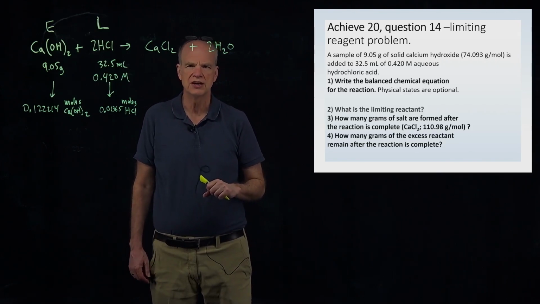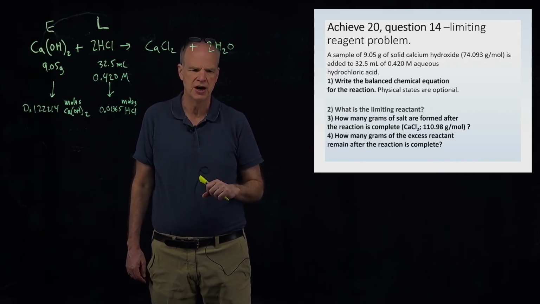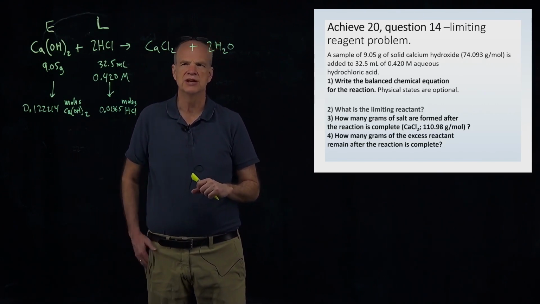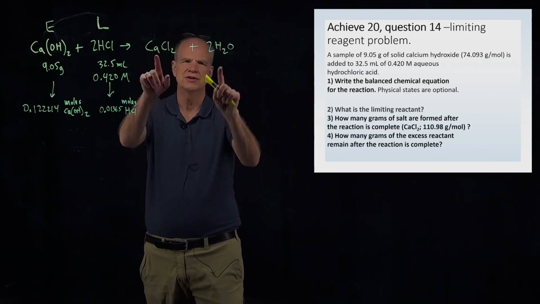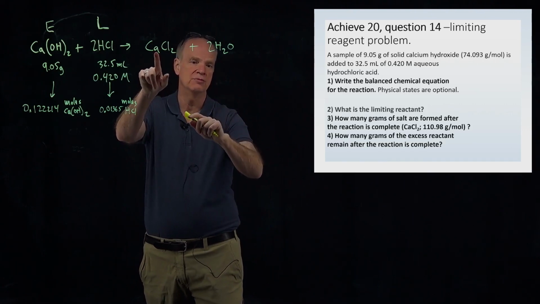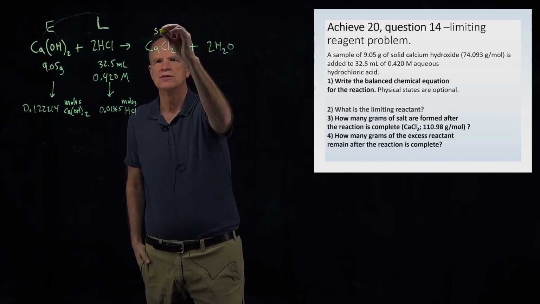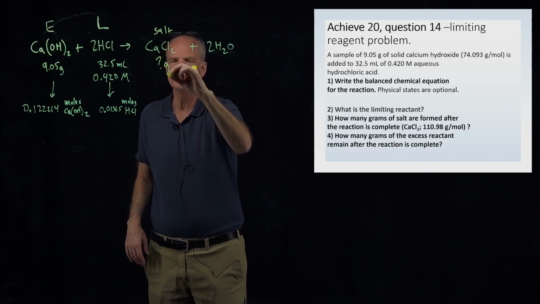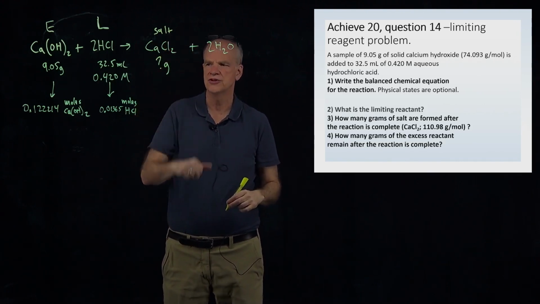Okay, so we go on to the next step, which is we're trying to answer how many grams of salt are formed after the reaction is complete. Here are the two products, and one of them, calcium chloride, is a salt. So they're trying to figure out here how many grams of salt are formed in this chemical reaction.